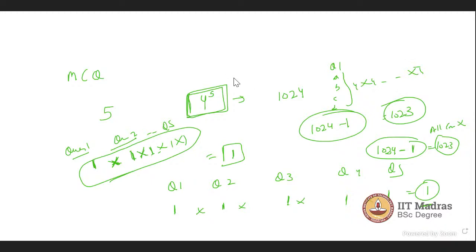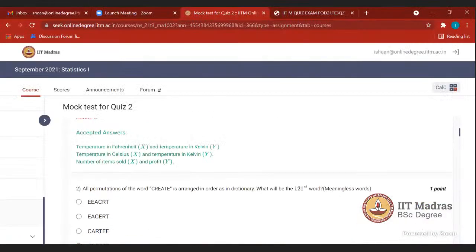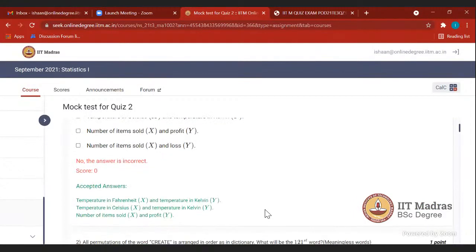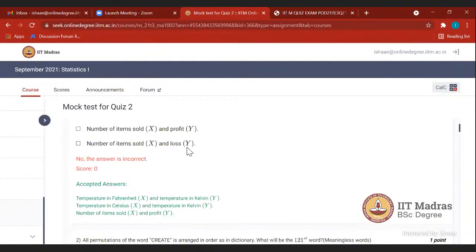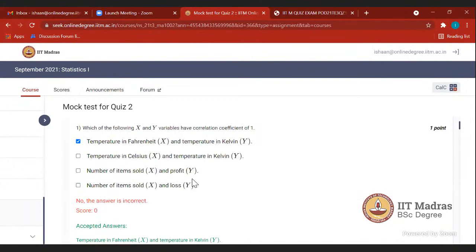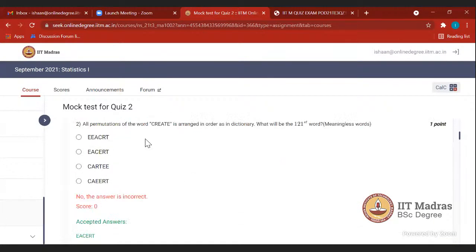Okay. Let's just move question by question. That was a better idea. Question 1, I think we have discussed. It will have negative correlation even if you consider loss on selling. Better explanation. Question number 2, do you have a doubt?